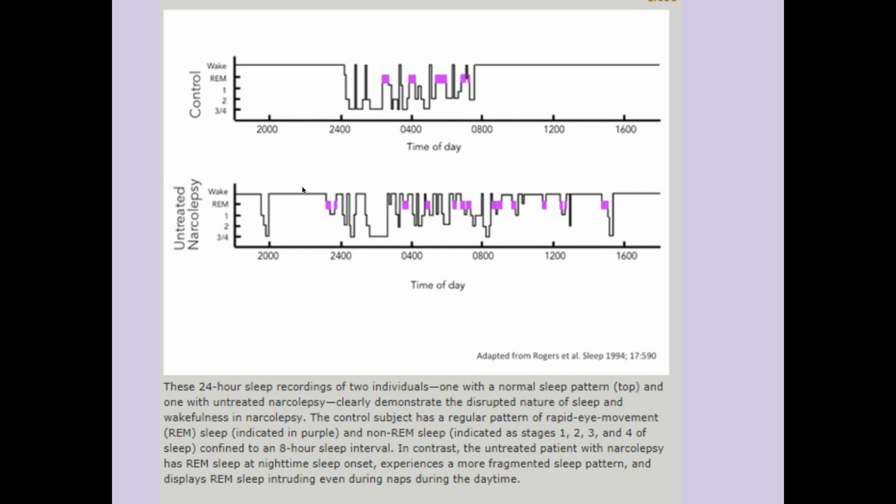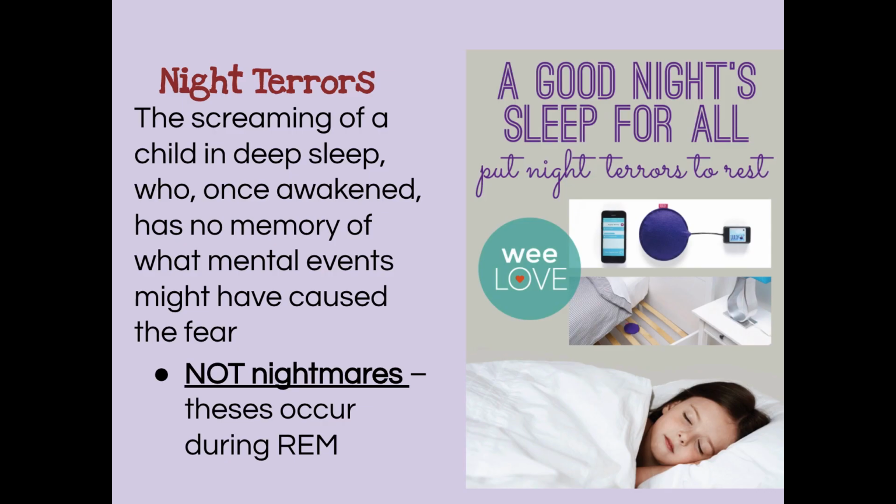Whereas someone with narcolepsy is experiencing frequent periods of sleep where, again, they're experiencing a lot of periods in REM sleep. So you can see the really disrupted nature of their sleep and wakefulness patterns.